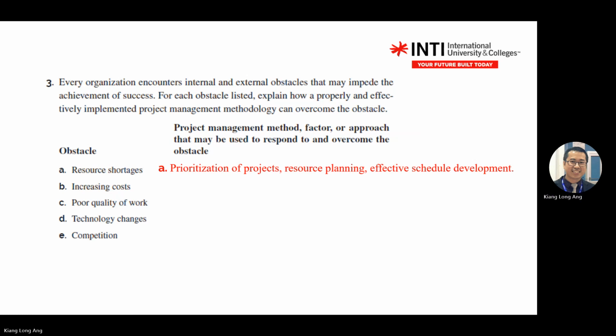Huh? What can you do? Akil, who is Akil? If you are the PM and your project is facing increasing costs, you're handling this issue, what can you do?